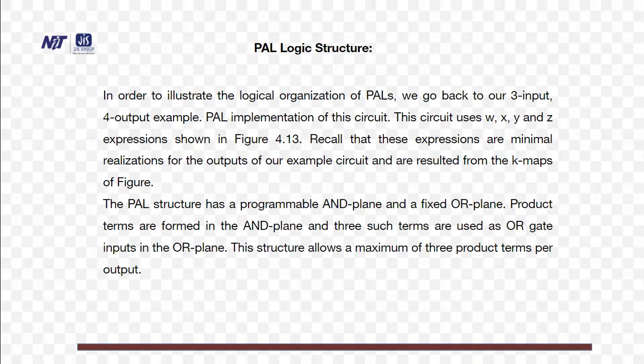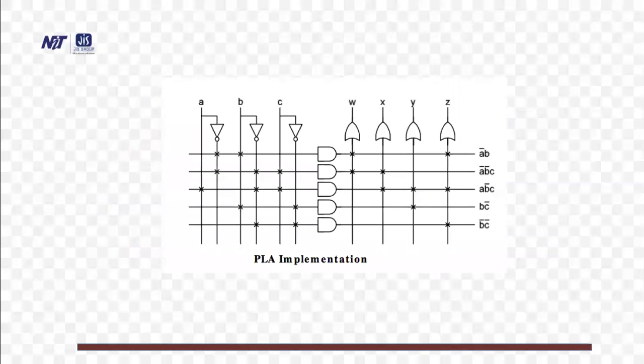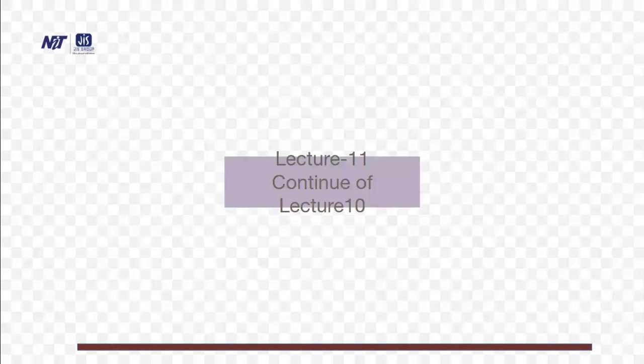This circuit uses W, X, Y, and Z examples of the previous figure. Recall these examples are minimum realization for the output of our example. The PAL structure has a programmable AND plane and a fixed OR plane. So we should find the programmable planes.